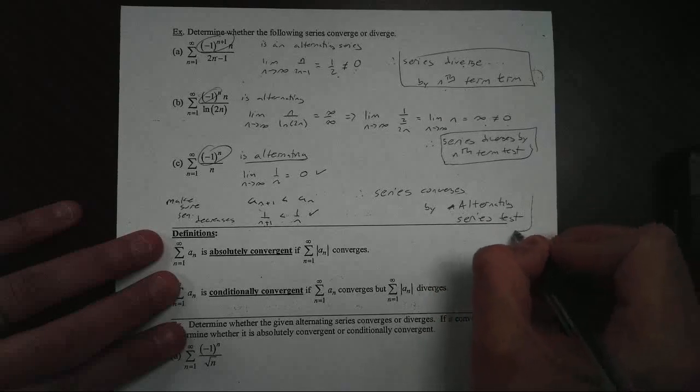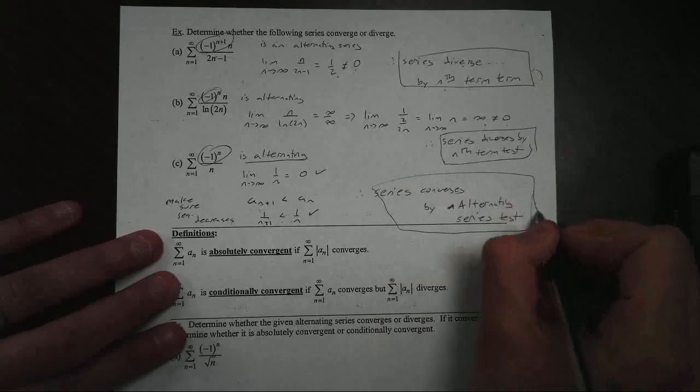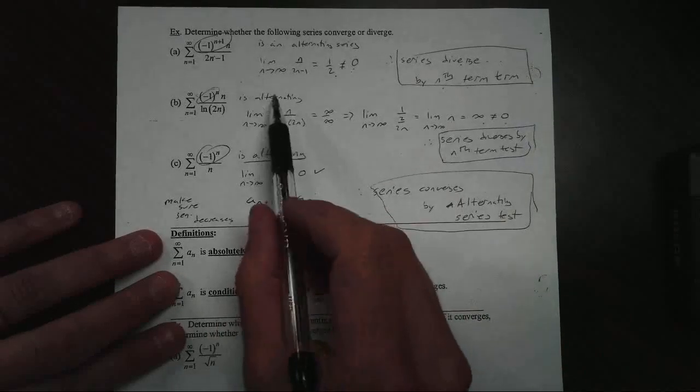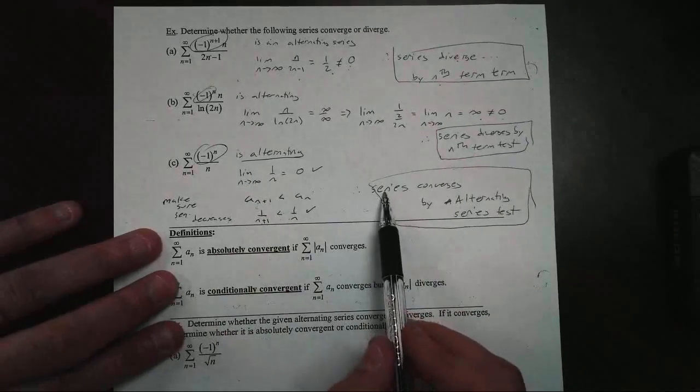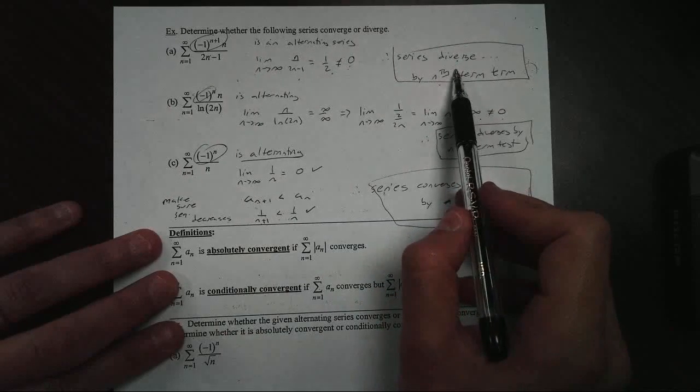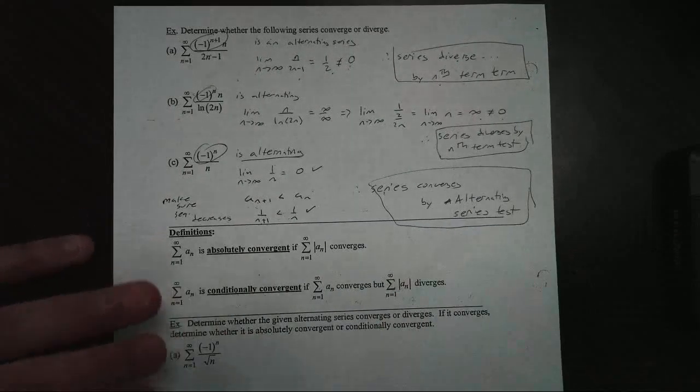Now, be very careful. What tends to happen is people tend to think that if we're using the nth term test on a non-alternating series, then it can converge by alternating. Be careful, don't get the two mixed up.